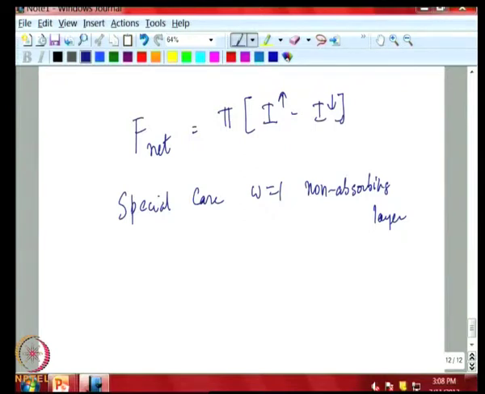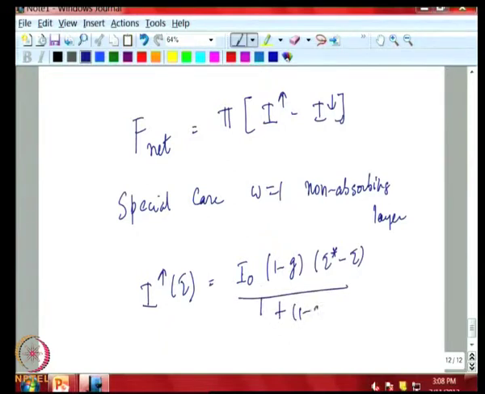So, in which case our problem for upward intensity becomes nothing but I0 into 1 minus G into tau star minus tau divided by, so, in this simple situation where there is no absorption, the upward intensity depends only on the asymmetry parameter and the optical thickness.